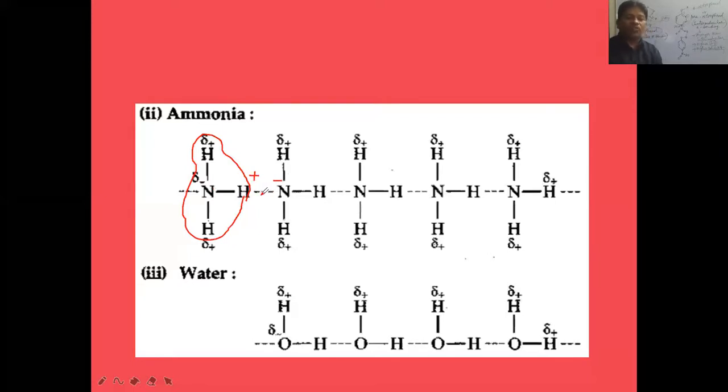So this weak attractive force between the hydrogen of one molecule and the nitrogen of another molecule is hydrogen bonding. Between two molecules, it is called intermolecular hydrogen bonding. Like this, between all the ammonia molecules, intermolecular hydrogen bonding is there. Is that clear? So here ammonia has which shape?